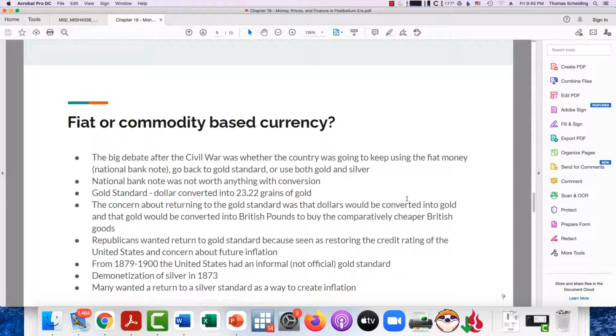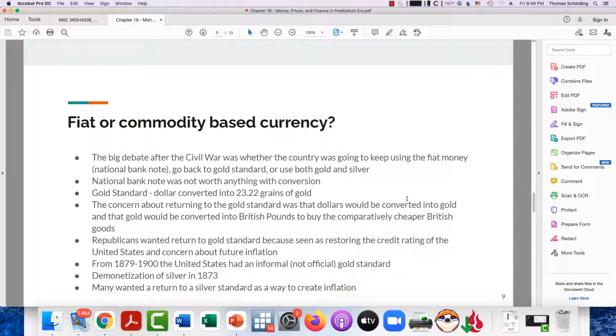Additionally, what you see is a pretty strong debate between a gold standard and a silver standard. And this does cause a bit of a problem, that no decision was made. The Republicans wanted to return to the gold standard and move away from the fiat currency because they were concerned about the U.S. government issuing too much currency and about the inflation that would exist, and that by having a gold standard the credit rating, basically the credit score of the United States, would increase.